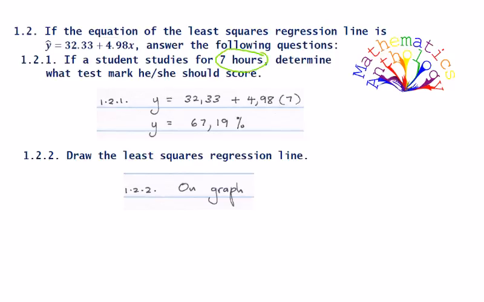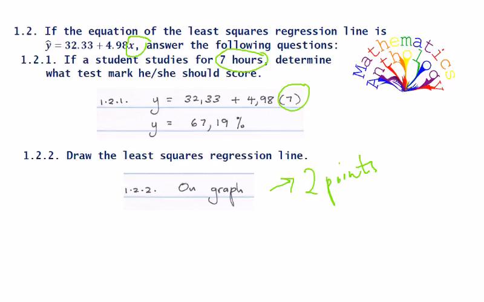1.2, if the equation of the least squares regression line is y = 32.33 + 4.98x, answer the following questions. 1.2.1, if a student studies for 7 hours, determine what test mark he or she should score. So 7 hours was on our x-axis, which means that we can replace x in this equation with 7. So y would then equal 32.33 + 4.98 × 7. Our y answer there is 67.19, and that would be in percentage.